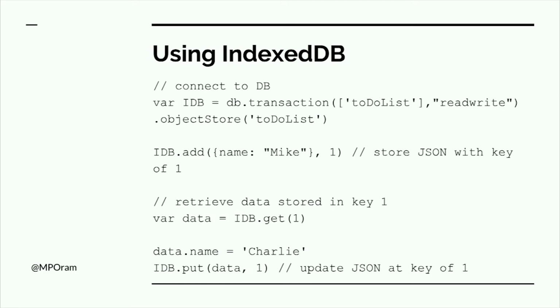Once you've done that, you've basically got a connection to your database table, and you can start adding stuff. So here I've added an object with a key value pair of my name, and that'll store, in this example, some JSON with the key of 1. As I said, it's indexed. Then we can get it back out by just calling get with the key, and it'll give me the data. It does auto-indexing as well. It will auto-increment your index, so you can just leave that one off, and it will do it for you. And then you can update using put. So here I've just changed my name to Charlie and updated the key of 1.